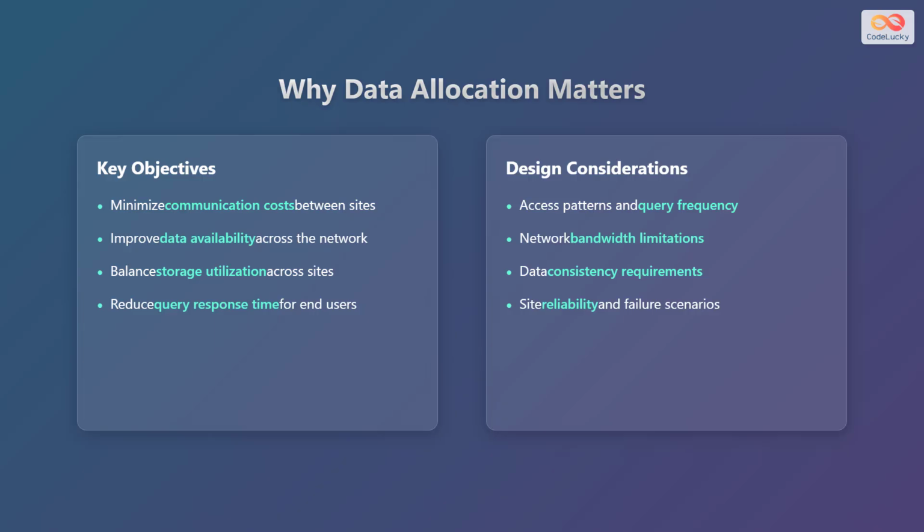When designing a data allocation strategy, several key considerations should be taken into account, including access patterns and query frequency, understanding how often and in what manner data is accessed. Also, network bandwidth limitations, data consistency requirements, and site reliability and potential failure scenarios.